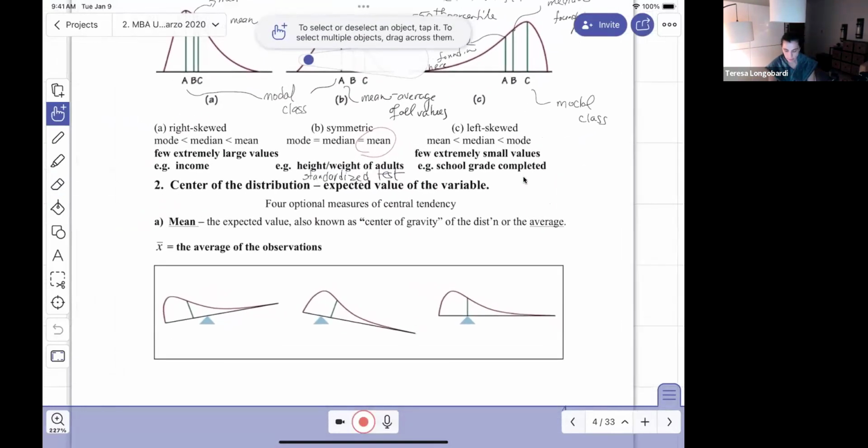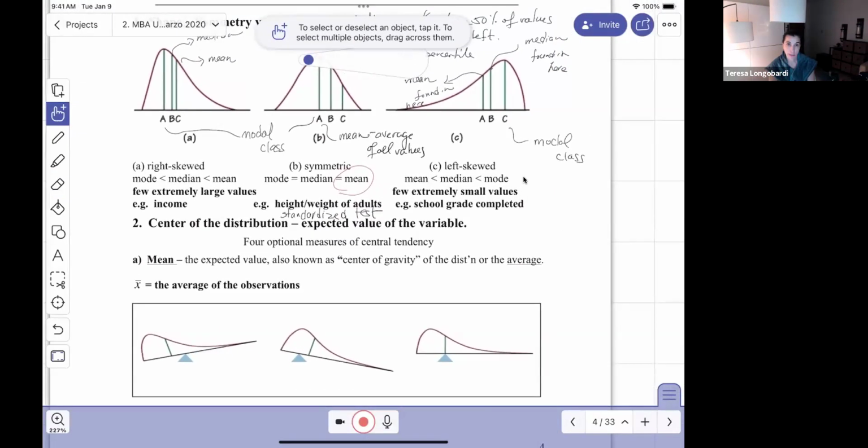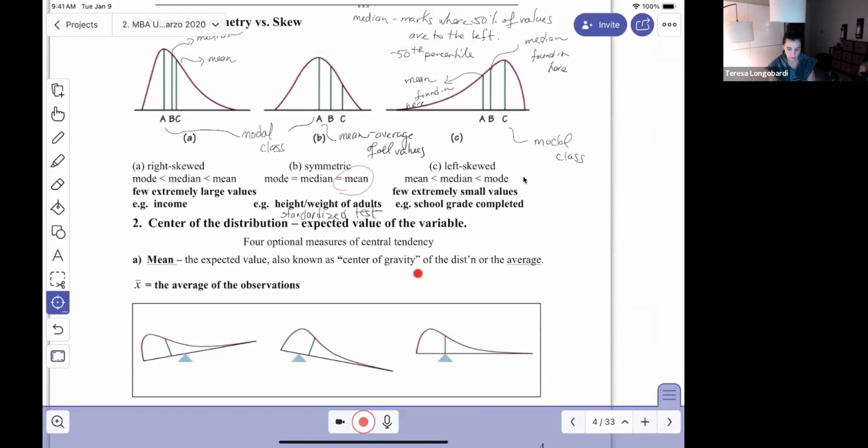So talking about the mean, the median, and the mode, you can see the median is the compromise between the mean and the mode. What is the deal with the mean? The mean is actually, because you use all the values to compute it, this is the symbol for the mean. You add all the values and divide by how many there are. This is actually known as the center of gravity of the distribution.